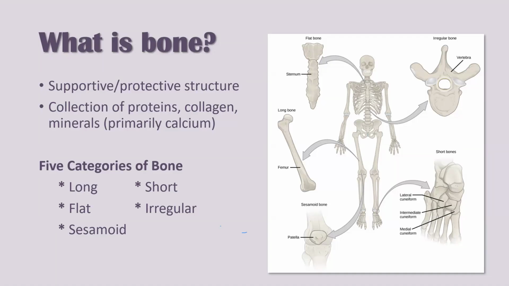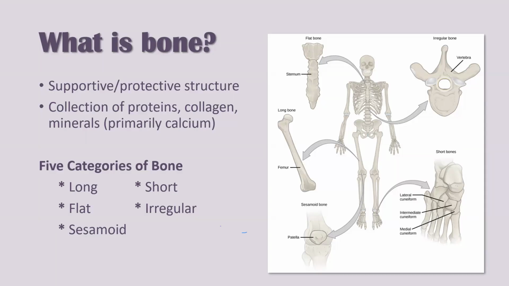In addition to support and protection, the skeletal system also acts as a reserve storage for minerals necessary for bodily functions. As you can see, there are five categories of bone. To start off with are the long bones, such as the humerus or femur. As the name suggests, these bones are longer than they are wide, and they are primarily composed of compact bone with spongy bone in the ends where it's kind of knobby looking.